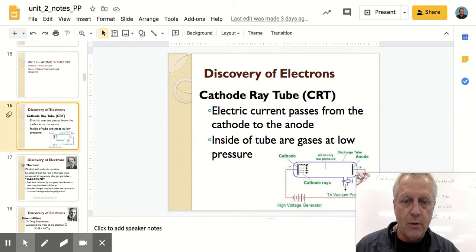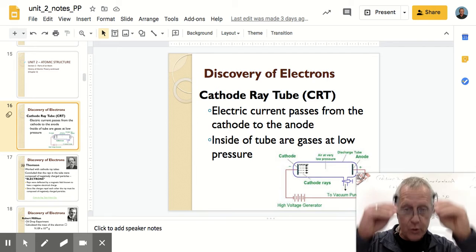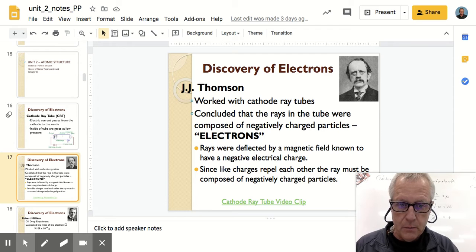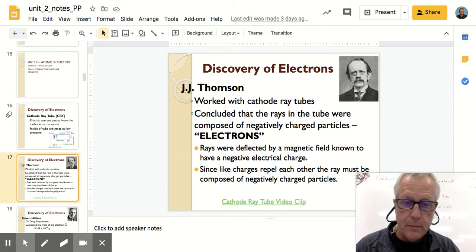Today we know that is electrons, because that stream of electrons was able to be deflected by negative charge. So that was one of the key experiments that led to our understanding of electrons. Now, J.J. Thomson is the person who's given credit for that.